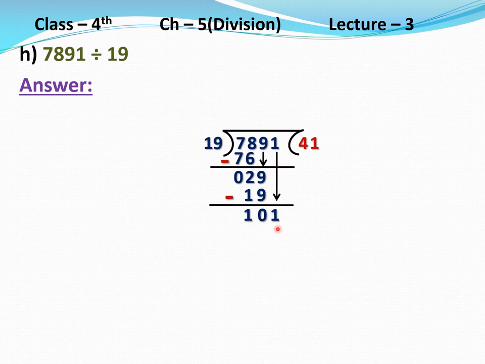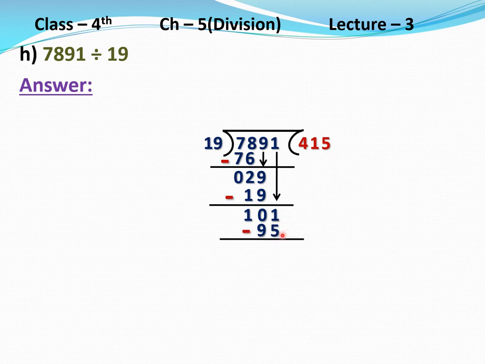The number is 101. Now multiply this 19 by a number so that it is equal to 101 or less than 101. It should not be greater than 101. 19 multiplied by 5 equals 95. Write 5 here and write 95 here. Now we will do subtraction.